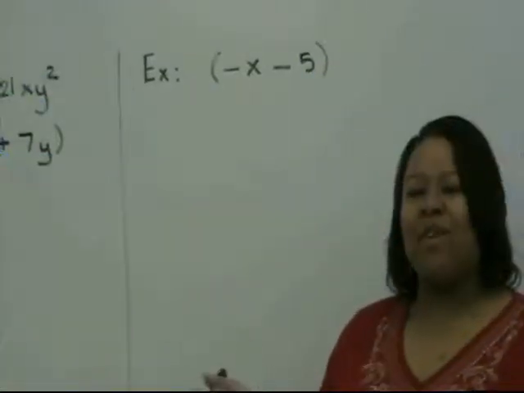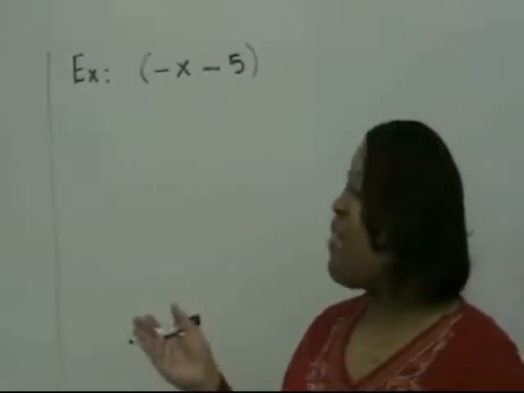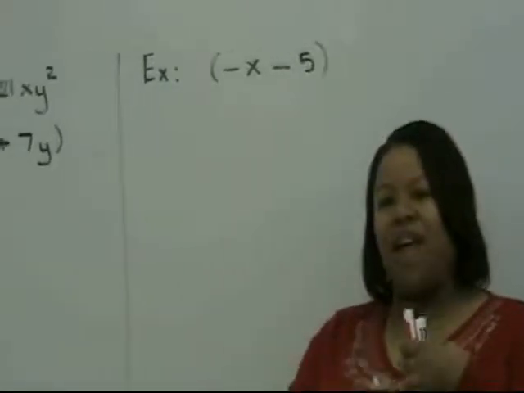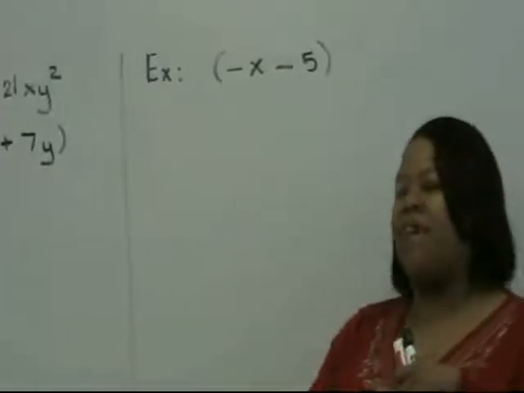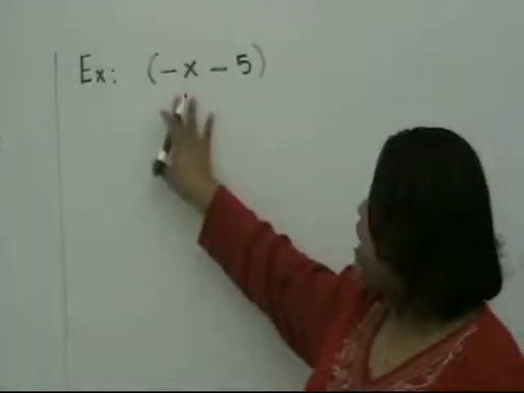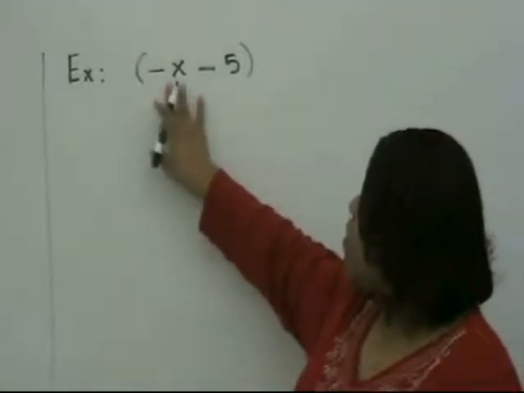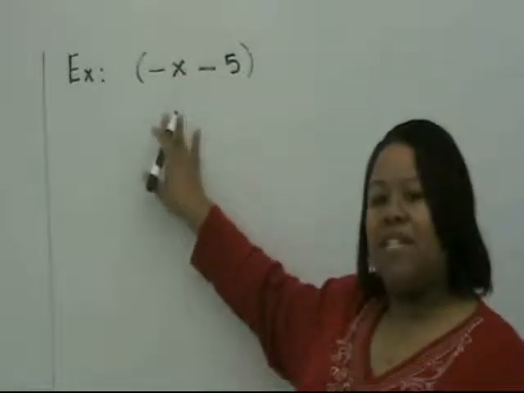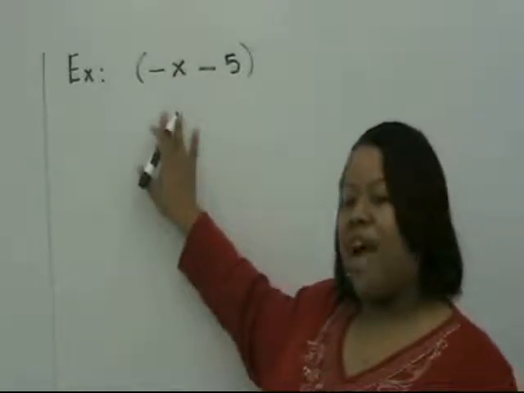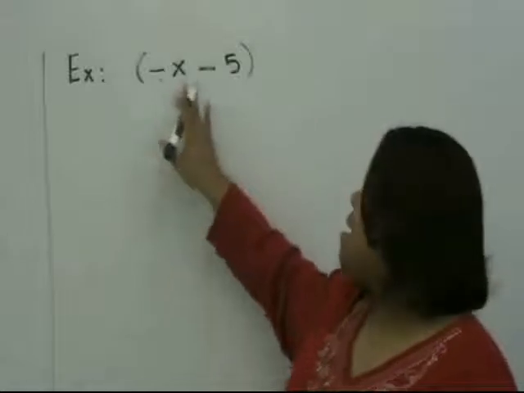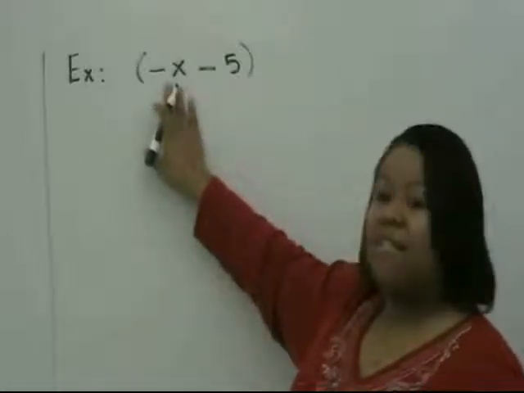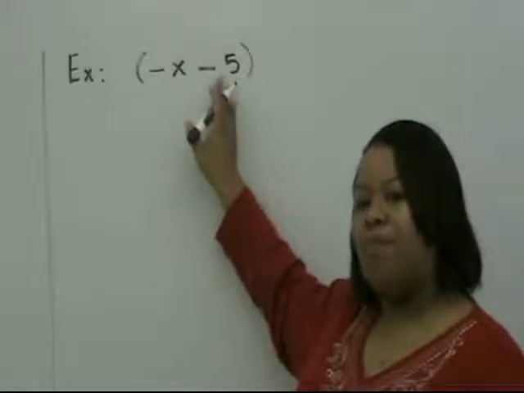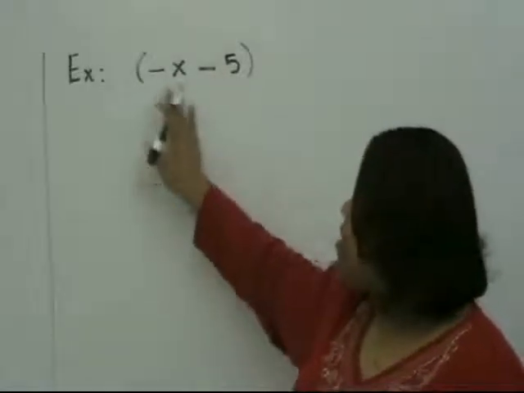We're factoring out the greatest common factor, and we saw in our previous examples that meant identifying the greatest common factor and then dividing each term by that greatest common factor. But in this example, we have negative x minus 5. And it may not be easy to see what the greatest common factor is here because negative 1 is the coefficient of x, and the constant is negative 5. Well, 5 is a prime number. What can we do to this expression?